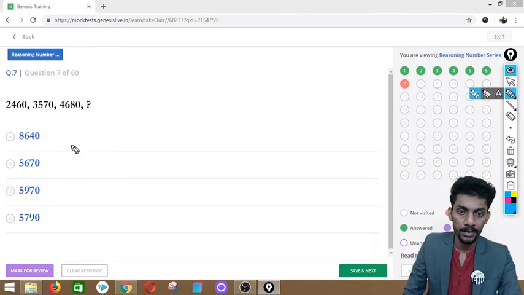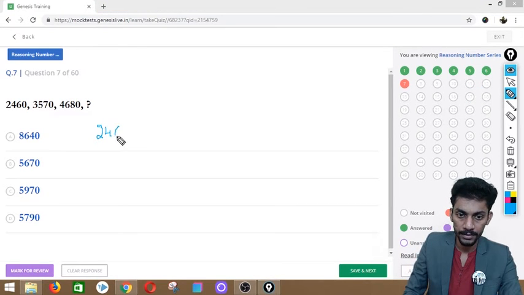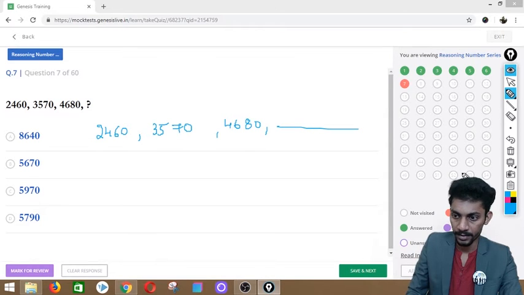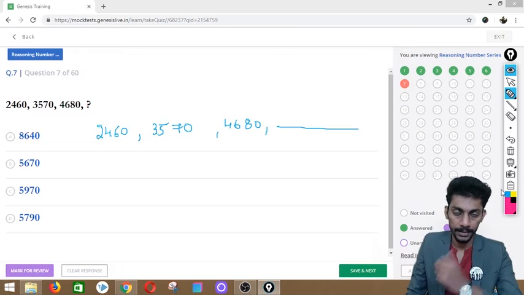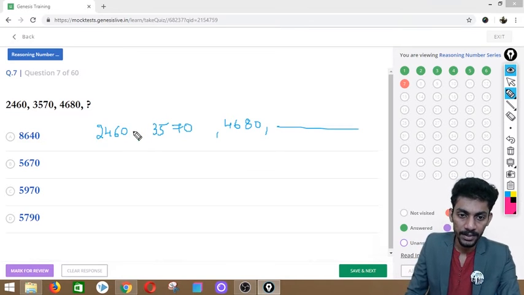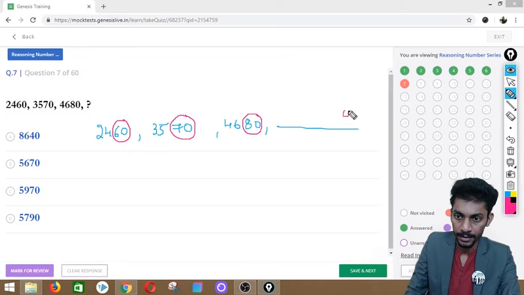So what is question number 7? 2460, 3570, 4680, and a blank. Okay, this is one kind of question which they ask in number series. See the last 2 digits. You have 60, you have 70, you have 80. So the last 2 digits will be 60, 70, 80. Next will be 90. So the last 2 digits are done.